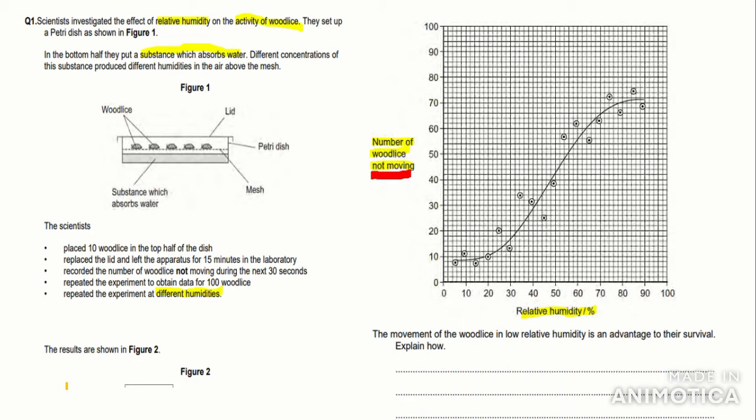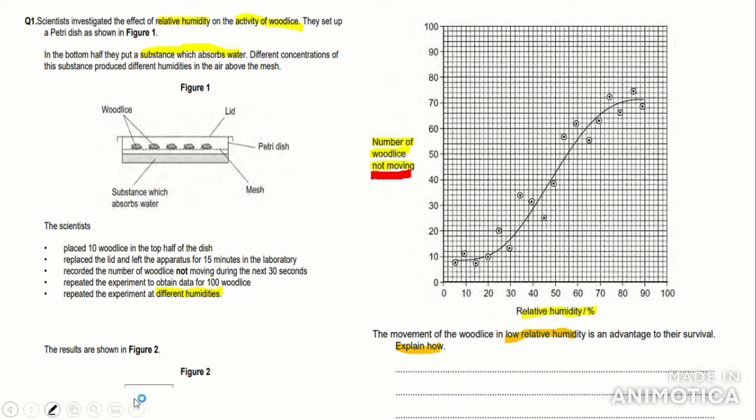Now the question says here, the movement of wood lice in low relative humidity is an advantage to their survival. Explain how. So, as this is an explain question, you don't just put what is happening, you need to explain why it is an advantage to their survival.